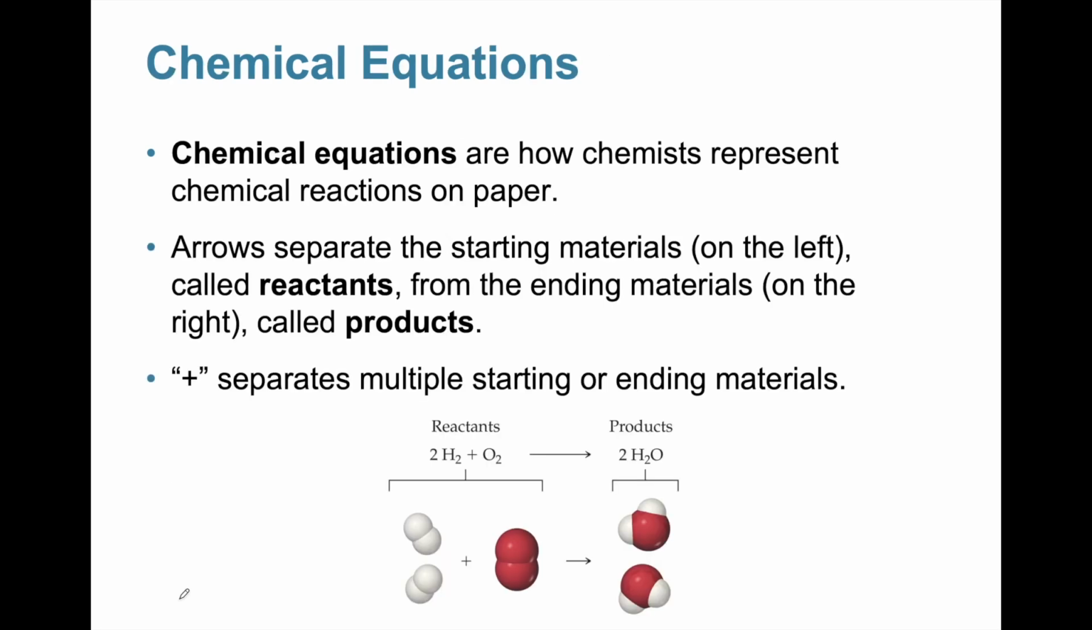So what are chemical equations? Well, chemical equations are the way that chemists represent chemical reactions on a piece of paper, right? And the thing that really tells us it's a chemical equation is there are arrows.